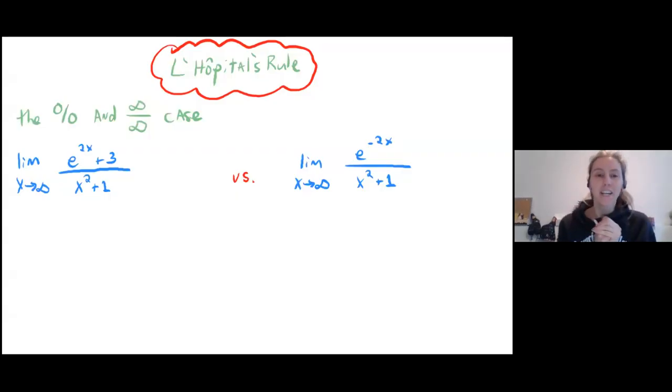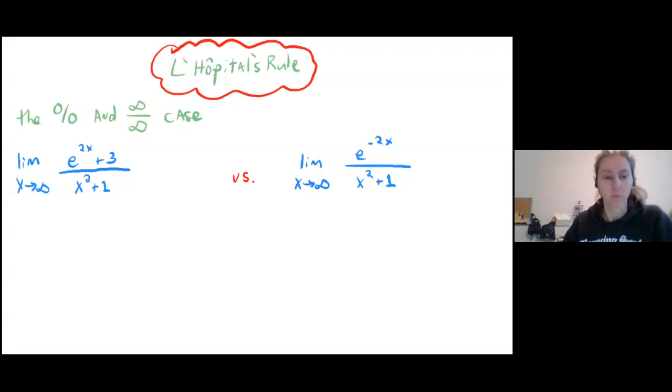Hi guys, Audrey here. So today we're going to do a few L'Hopital's rule examples in the cases of 0 over 0 and infinity over infinity. So we're going to start off with these two examples that really look quite similar, but that actually end up being done in completely different ways. So let's look at the first problem here.